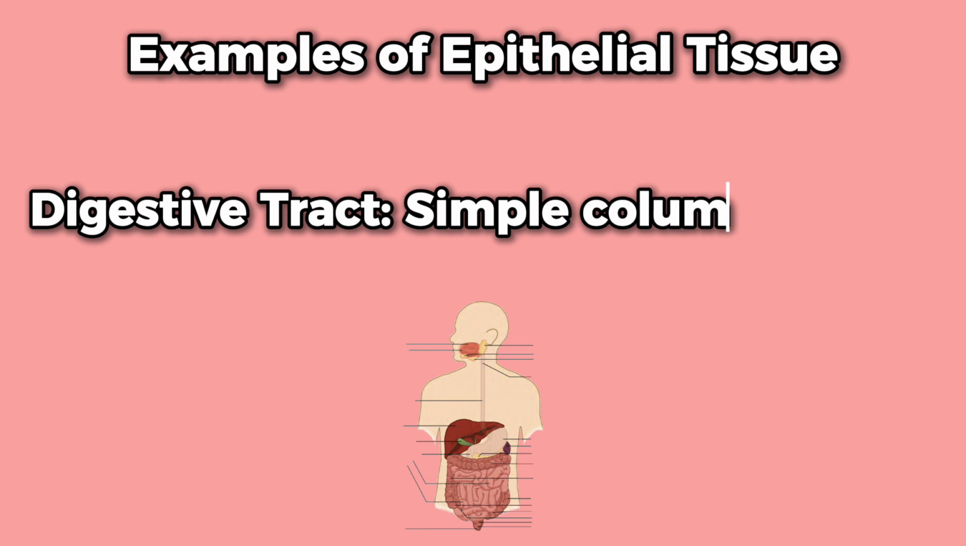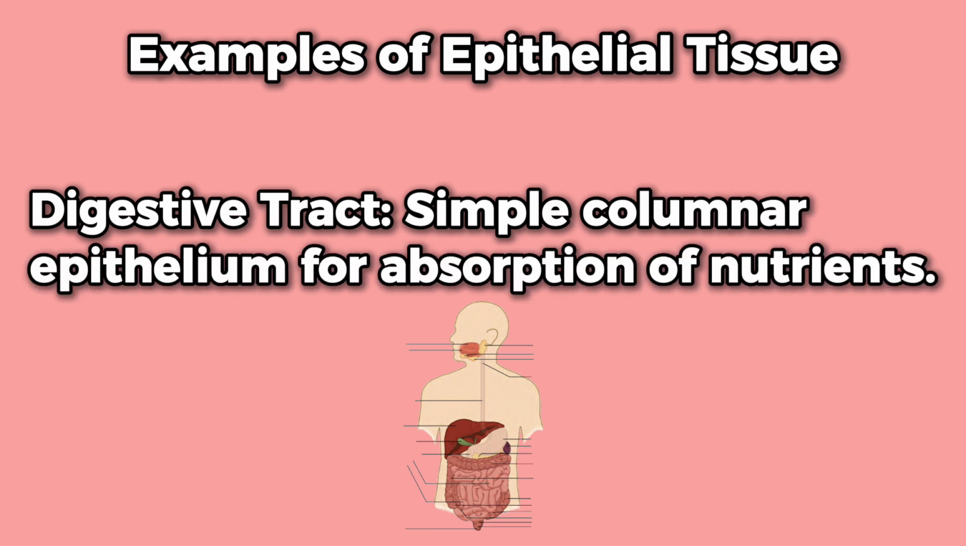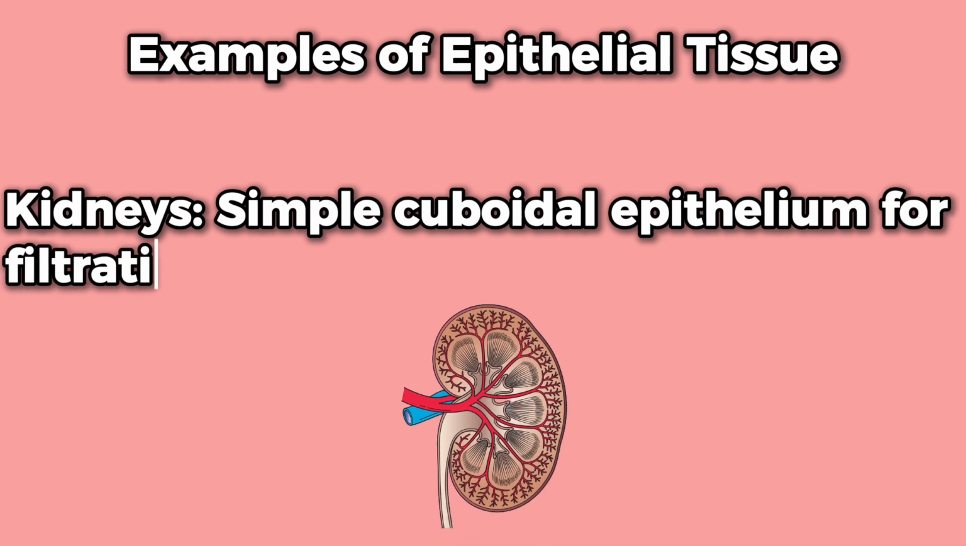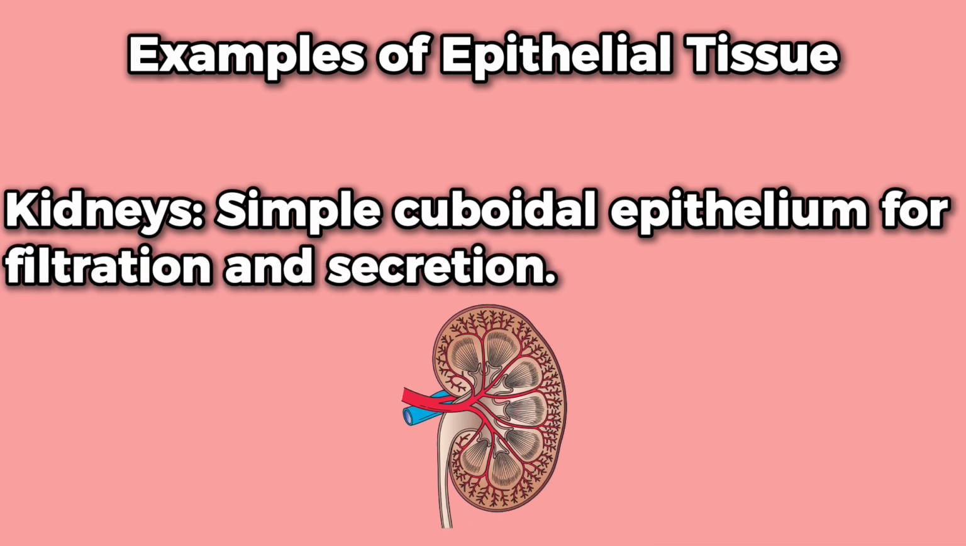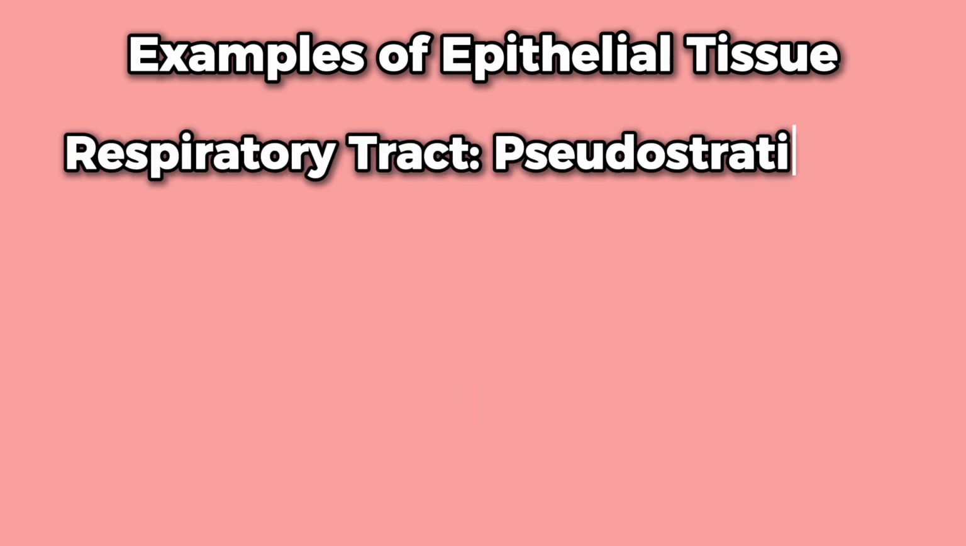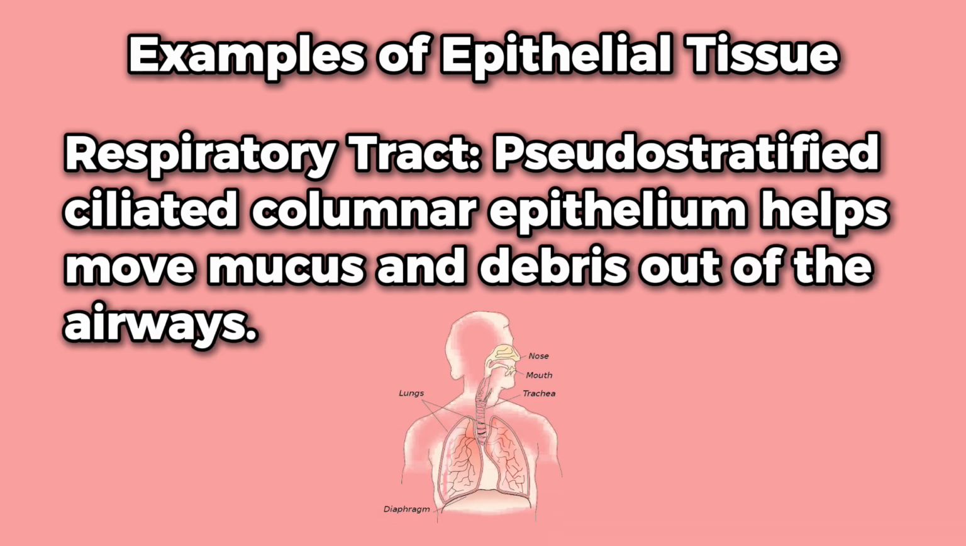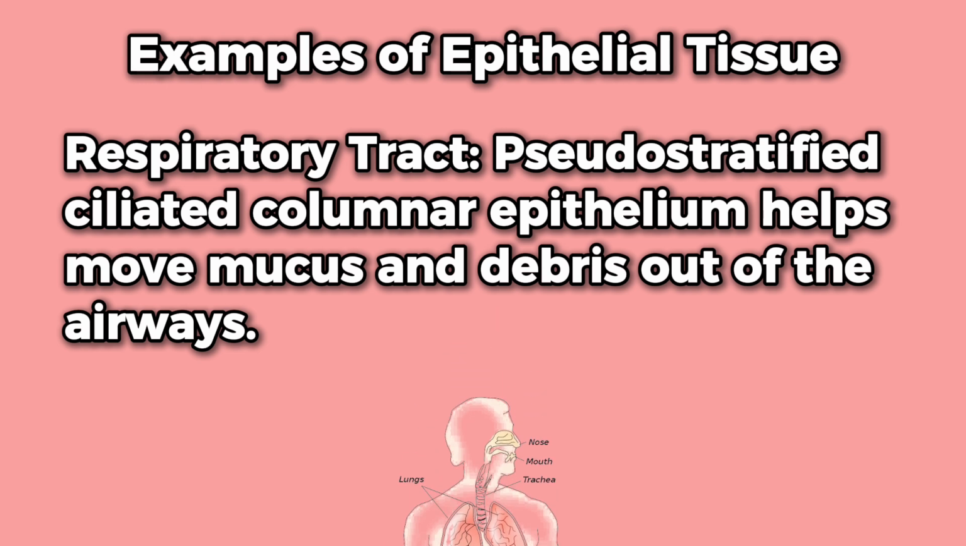3. In the digestive tract, there are simple columnar epithelium for absorption of nutrients. 4. Kidneys have simple cuboidal epithelium for filtration and secretion. 5. In the respiratory tract, there is pseudostratified ciliated columnar epithelium that help move mucus and debris out of the airways.